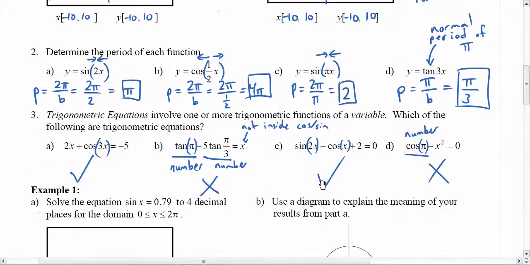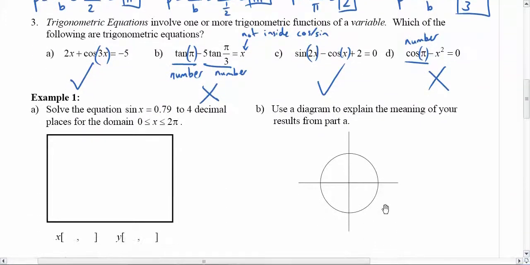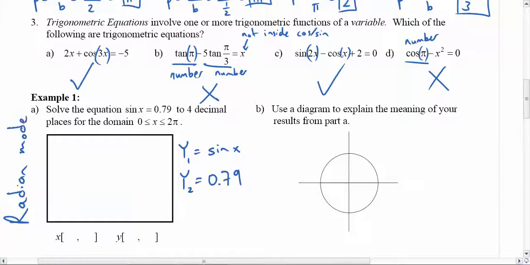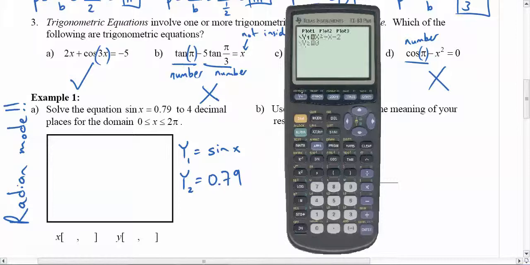So now we get into the trigonometry. Can we solve sine of x equals 0.79 to 4 decimal places if we have a domain from 0 to 2 pi? So all we have to do is graph both sides of the equation. We're going to graph y equals sine x, and we're going to graph y equals 0.79. Make sure that your calculator is in radian mode for all graphing problems when you're using sine and cosine. So we'll put sine x and 0.79, and make sure the mode is radians. And then you can choose zoom trig.